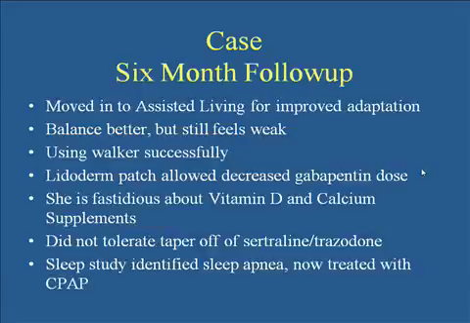Six months later, we'd made some adaptations to her home environment by having her move to assisted living for improved adaptation for her present mobility circumstances. She felt that her balance was better six months later, but she was still feeling a little bit weak. Part of the rehabilitation consultation included the prescription of a walker. She was using this successfully, including when she was going to the bathroom and back from her bed, and it was preventing her from having problems with falls.